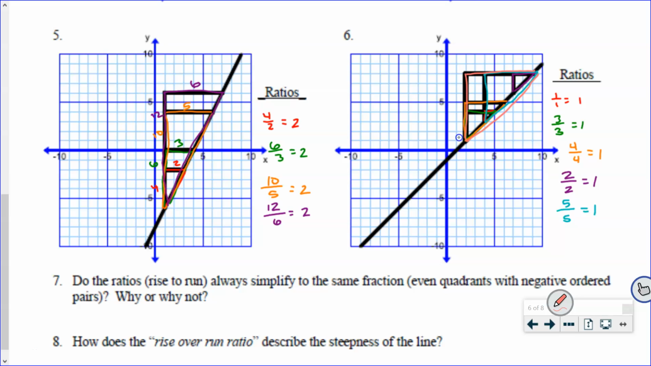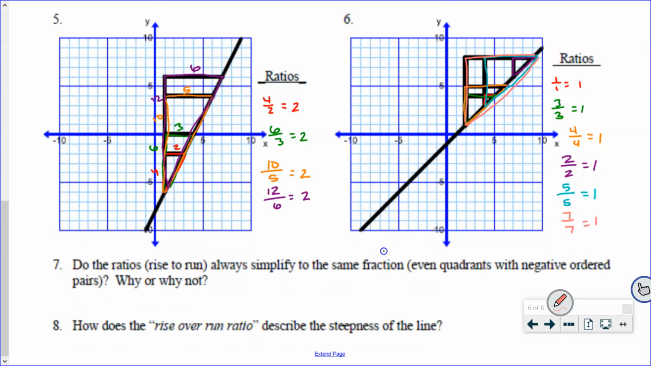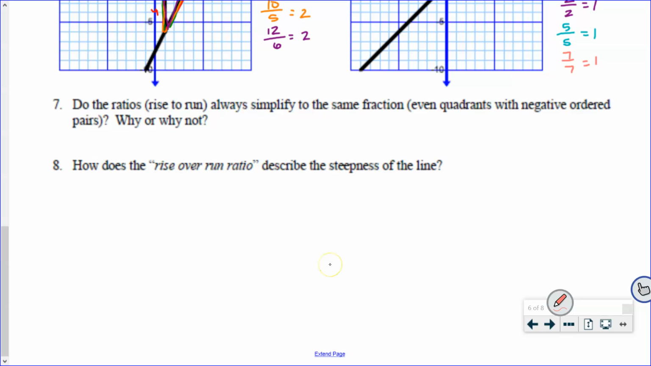And we see a rise of, count it, 1, 2, 3, 4, 5, 6, 7. And a run of 1, 2, 3, 4, 5, 6, 7. 7 over 7 is 1. If you haven't figured this out yet, then I certainly hope that you did today.